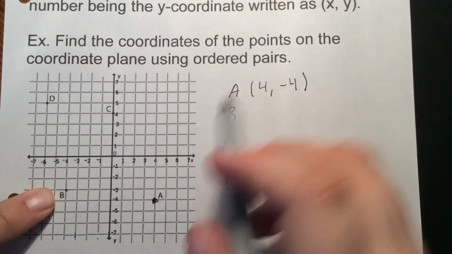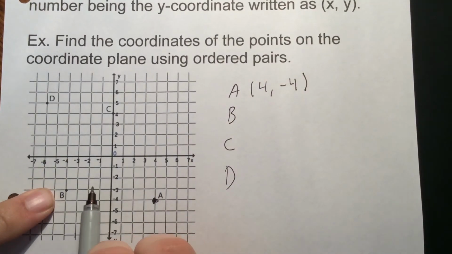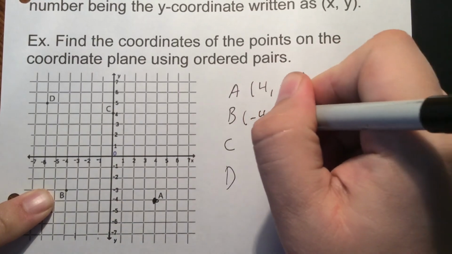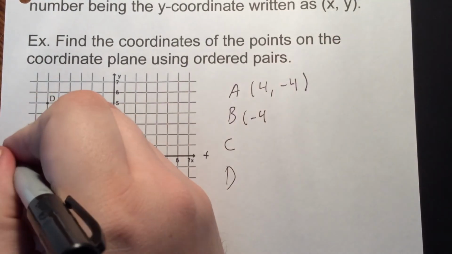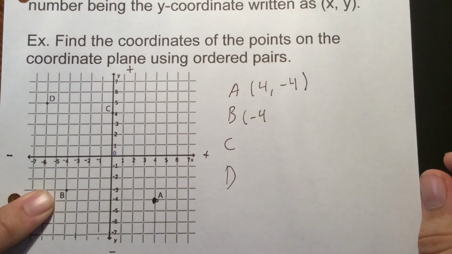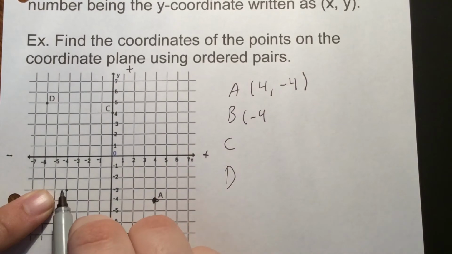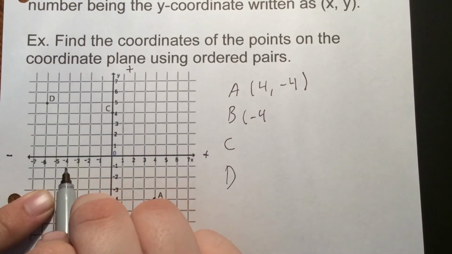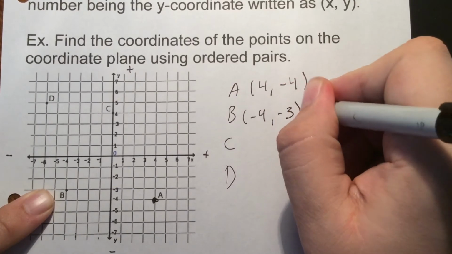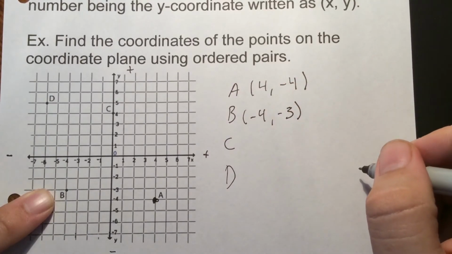Next we look at B. B is over here. So to get to B, we're going 1, 2, 3, 4 back. So -4. So think this way is plus, this way is negative, up is plus, down is negative. So then y-wise, we're 1, 2, 3 down. So it'd be comma -3. That's how we'd write that one.